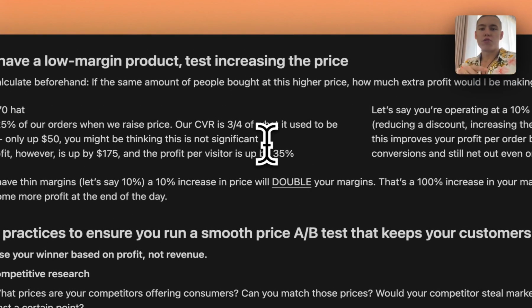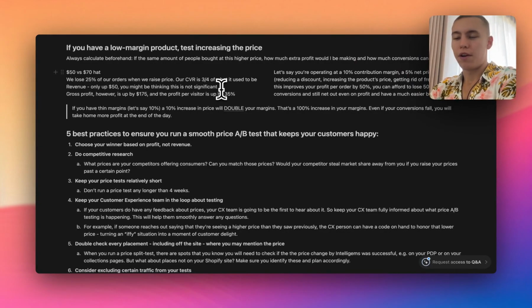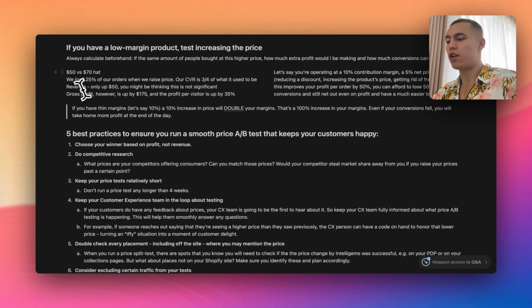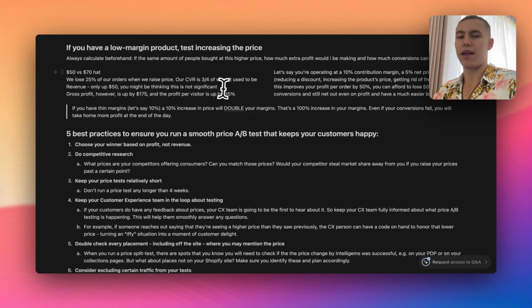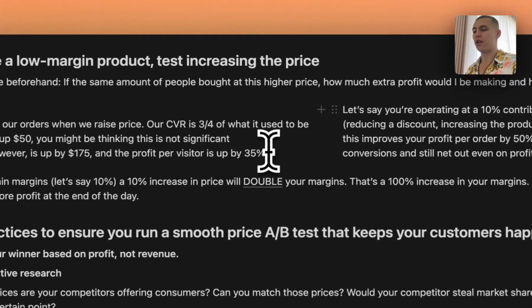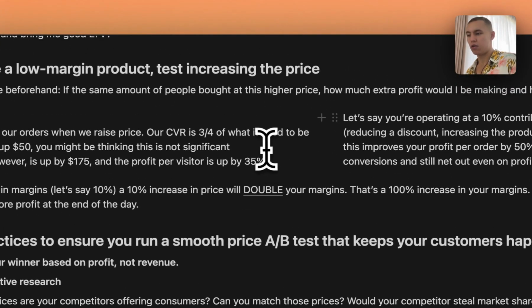And right here, I'm going to go over this real quick, you always want to first start with your goal in mind. If you want to have a high lifetime value, fewer orders might not be the good move here. But just so you see as an example, revenue is going to go up by $50. You might be thinking that is nothing significant, right? But the gross profit is up by $175 and the profit per visitor is up by 35%.